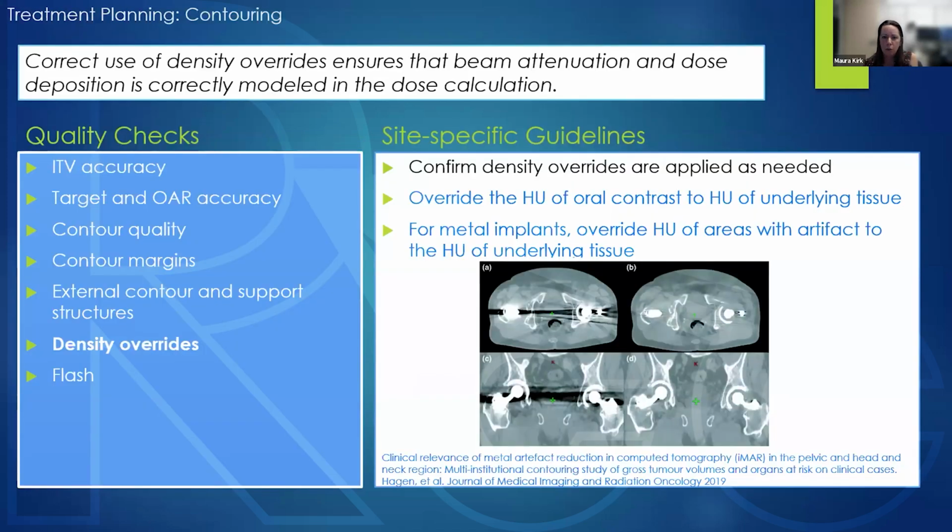For density overrides in the pelvis, we override the HU of the oral contrast to the HU of the underlying tissue. And for metal implants, if you cannot use a metal artifact reduction algorithm, you may have to contour and estimate areas of soft tissue in the scan in this artifacted region and override that with the HU of the underlying tissue. You may have to make a separate contour for the bone. And again, we want to identify the metal as accurately as we can.